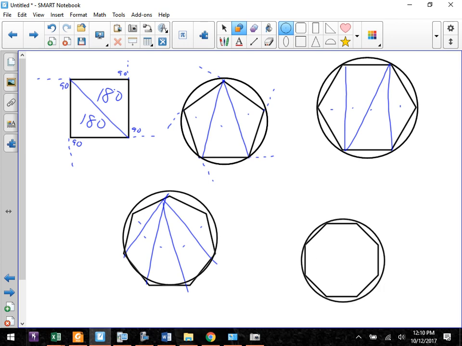Which basically is getting to the point of what will all the measures of the outside angles always equal? 360. Doesn't matter. The interiors will always be different, the exteriors never change. Yes, sir?